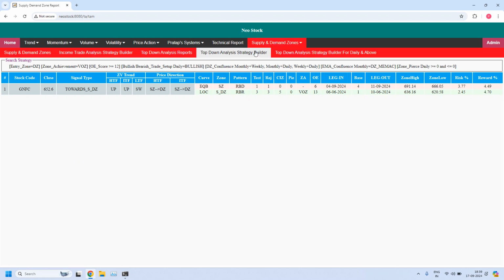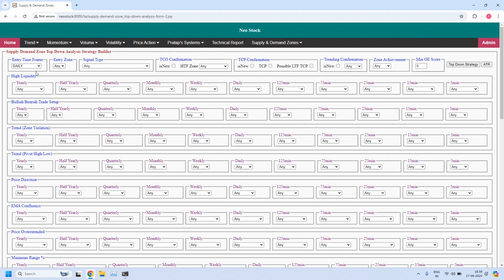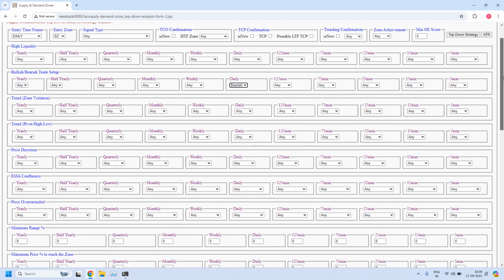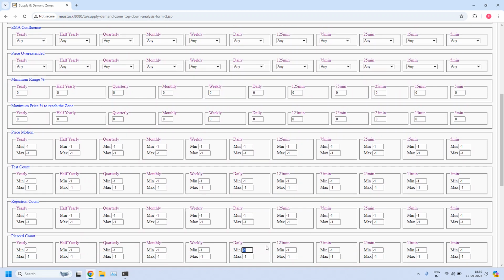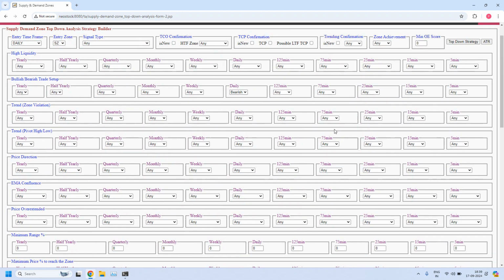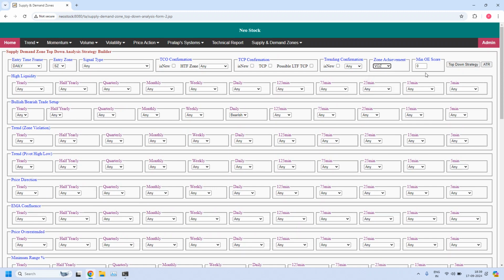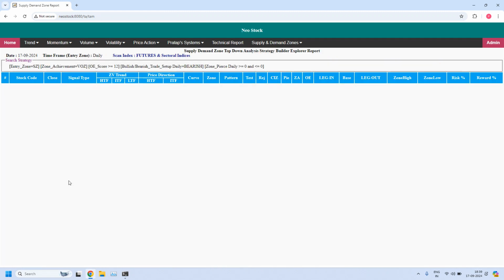And next let's look for bearish trade setup for monthly income trade. Entry time frame is daily, entry zone supply zone. In bullish or bearish trade setup at daily, I am selecting bearish. The daily supply zone should not be pierced. So in the pierced count daily time frame, I am setting minimum value 0, maximum value 0. Zone achievement violated, opposing zone. Minimum odd enhanced score 12. All the 3 filters are applied to daily supply zone. So currently no stocks are supporting bearish trade setup for monthly income trade.